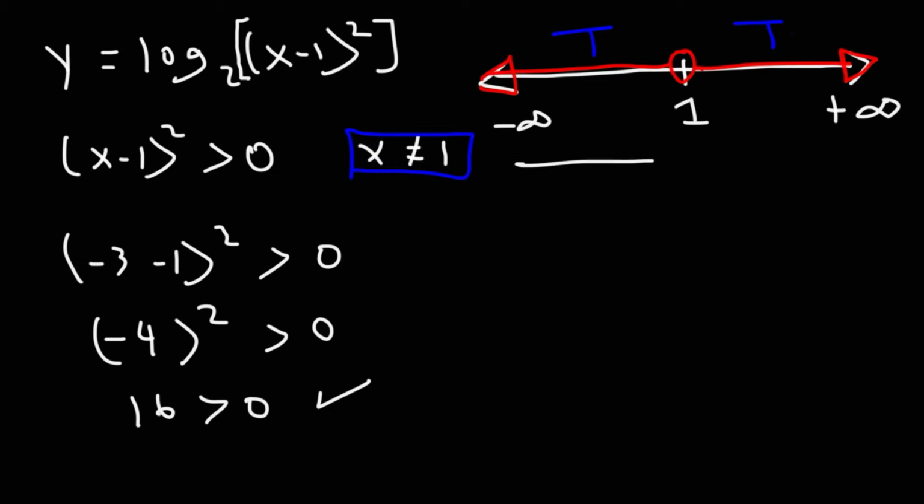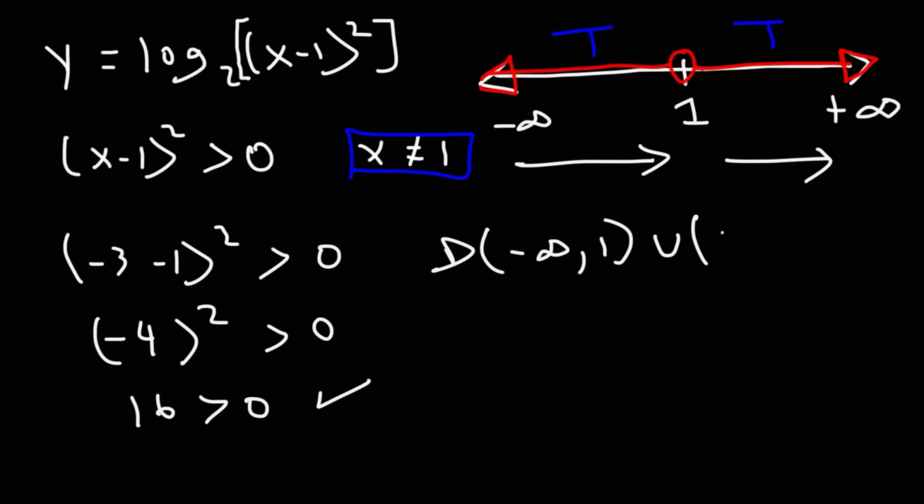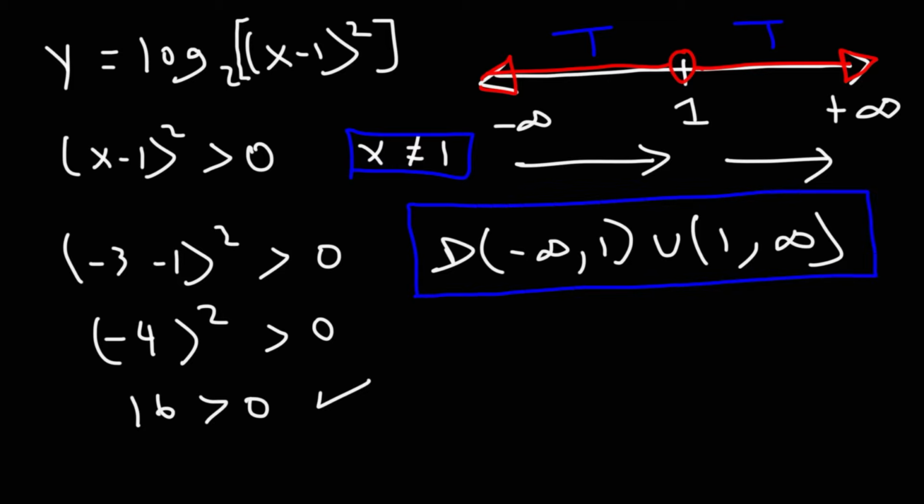So now we can write the domain as negative infinity to 1. Now we have to pause at 1, so we need to recontinue at 1. First we put a union, and then 1 to infinity. So this is the domain for this particular logarithmic function.